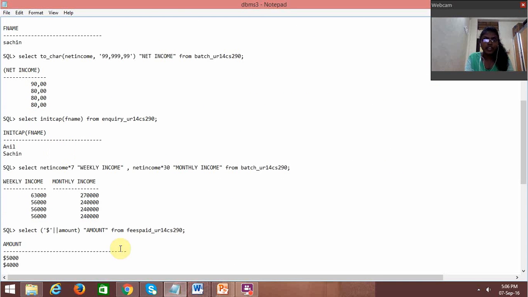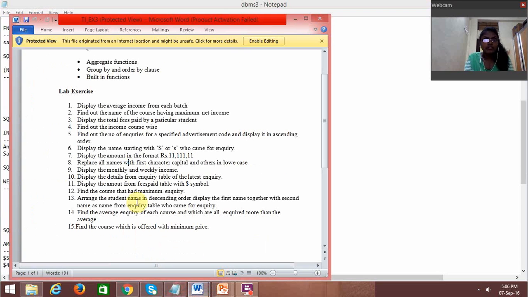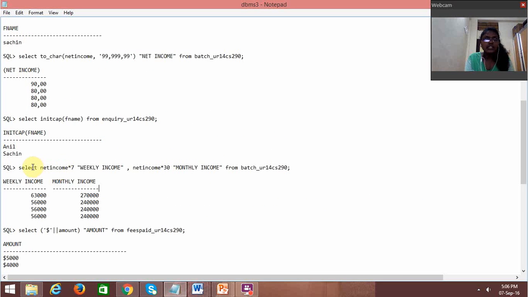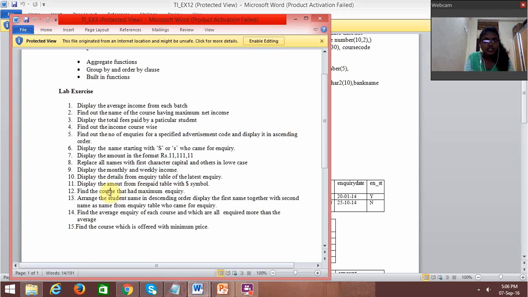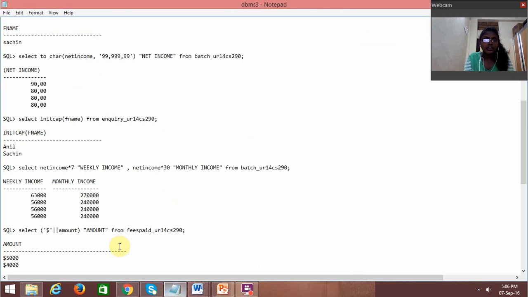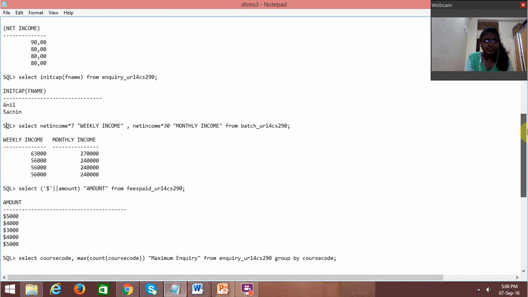The next what we have to do is we have to display the monthly and weekly income. So that is select net income. Weekly is 7 days per week, then 30 days for monthly. You can have 31 for your leap years, and this is the column that represents that. The next question is to display the details from enquiry table of the latest inquiry. That is the latest inquiry.